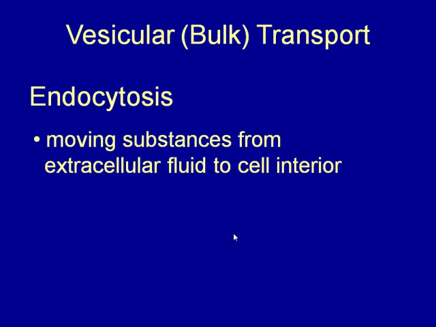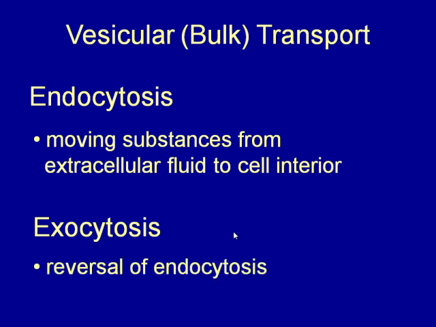So far we've talked about molecules or ions, but what happens if we have sort of a large particle, something bigger than a molecule? That's when we have to use vesicular transport, sometimes referred to as bulk transport. And the processes here are endocytosis, which is moving something from the outside of the cell to the inside, or exocytosis, which is the reverse of that, moving something from the inside to the outside.